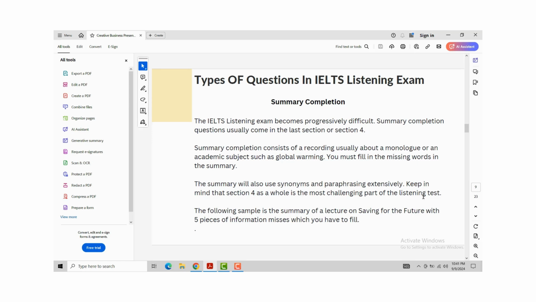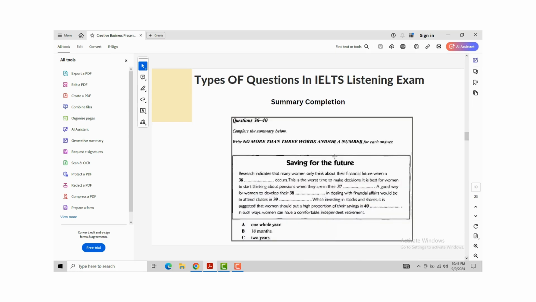So, the summary will also have synonyms and paraphrasing. We have discussed these things many times now, and keep in mind that section 4 is the most difficult part of the IELTS listening exam as a whole. The following example is a summary of a lecture on saving for the future with 5 pieces of information missing which you have to fill. This is an example of summary completion.